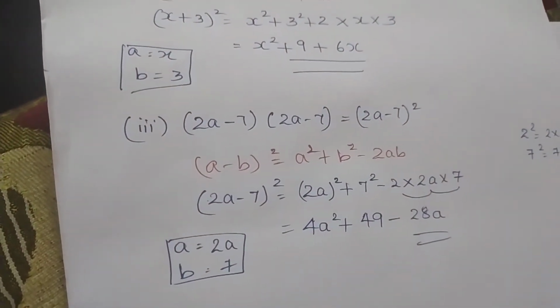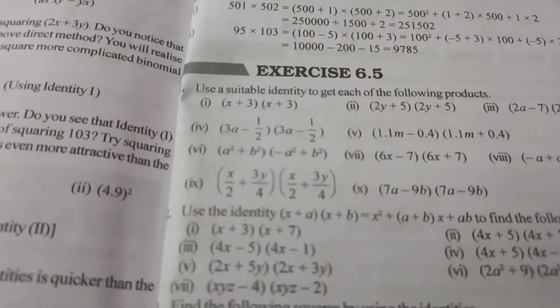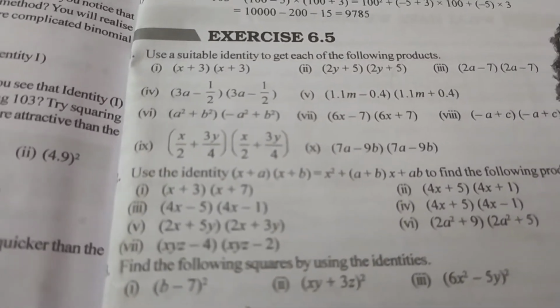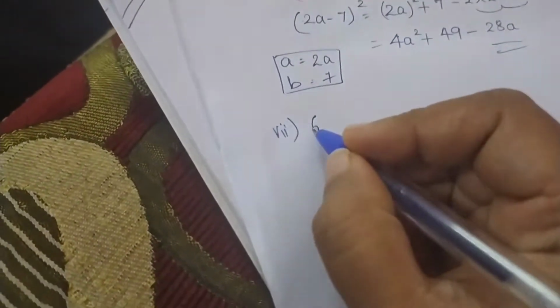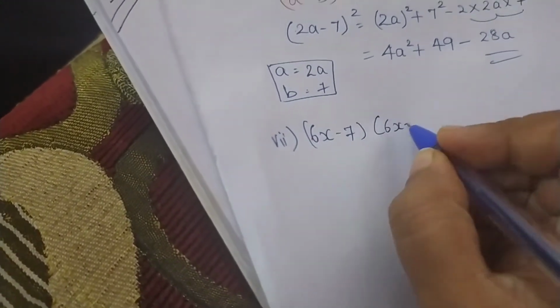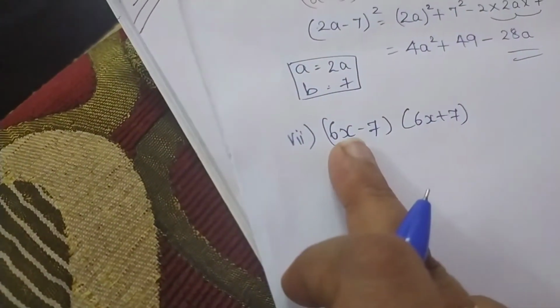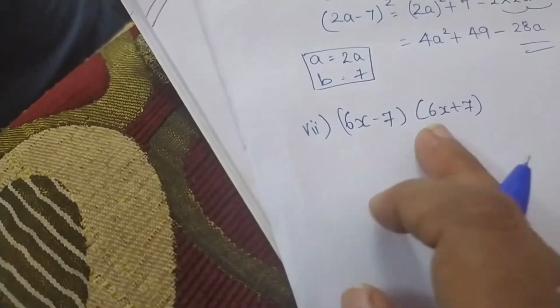Let's move on and do a problem from question number 7. So let's do question number 7, which says 6x minus 7, 6x plus 7. So here it is minus, here it is plus. 6x, 6x same, 7, 7 same.